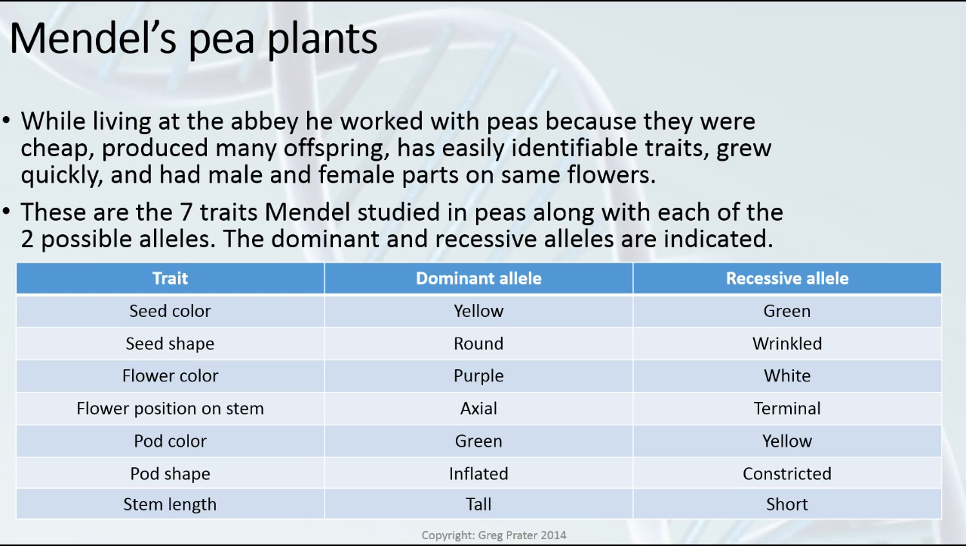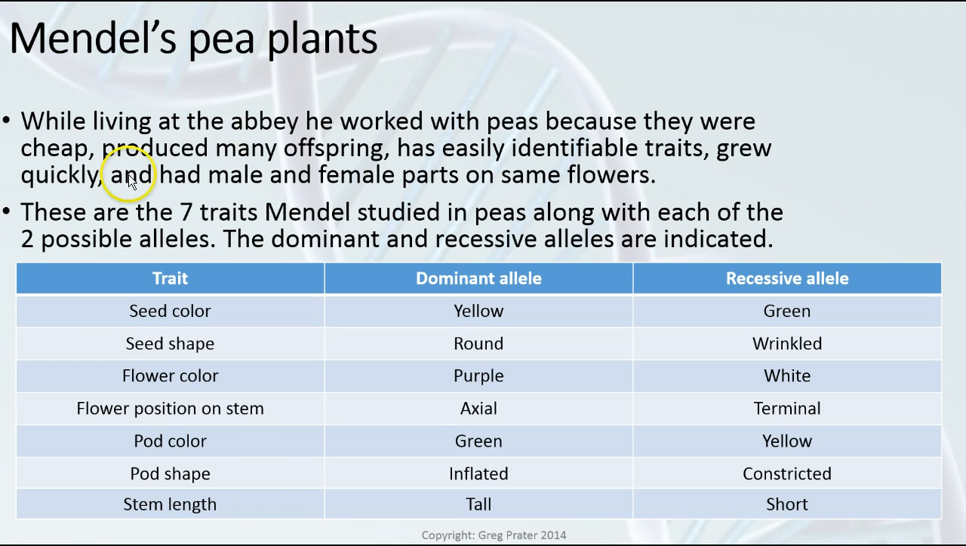So when Mendel was working with his pea plants at the monastery, there were 7 traits that he studied in pea plants. Now, pea plants have a lot more than 7 traits, but these were very easily identifiable as he was growing peas. And we'll talk more in class about why he chose peas as his organism to study genetics. So you notice the way this chart's laid out. He has the trait name like seed color or flower color or pod shape. Then he has the 2 possible outcomes: the dominant allele and the recessive allele.